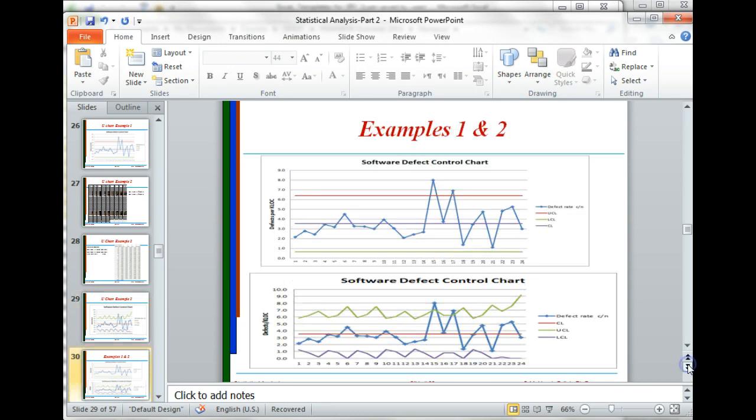Both of these charts are generally used depending on how you want to represent your data. I've put them together here, example 1 and 2. In this one is the previous one where the upper and lower control limits are constant. In this one, the upper and lower control limits vary by the number of units in each sample. And again, these points are out of control there, and it's also out of control here.